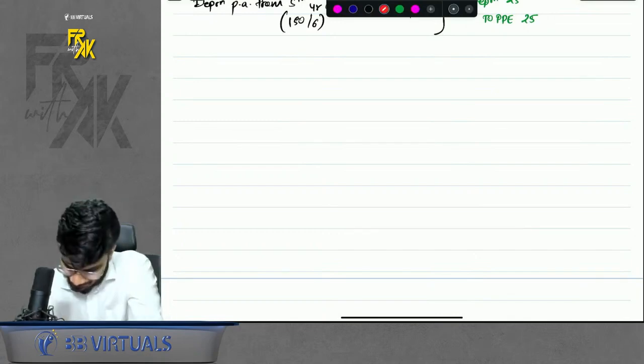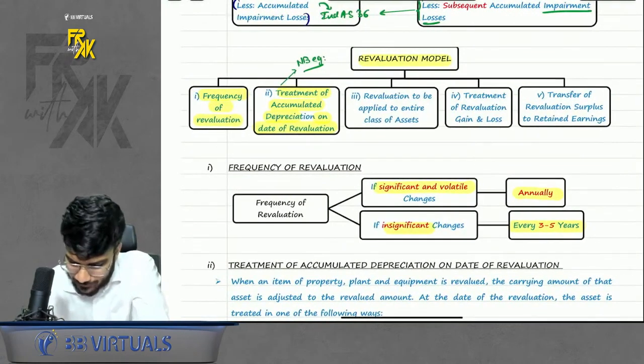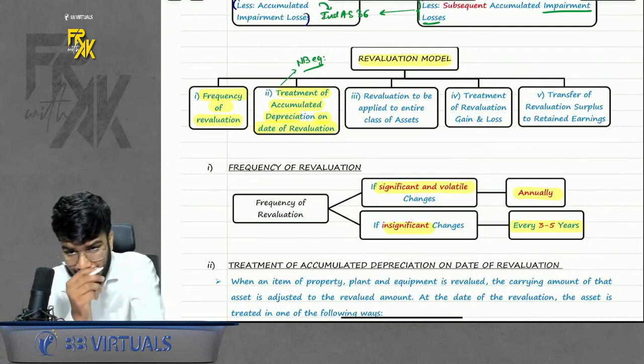Chalo, let's proceed. Now, where are we heading? We are heading towards the revaluation model. Next points.